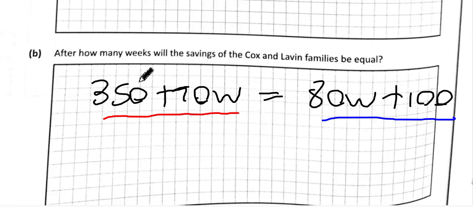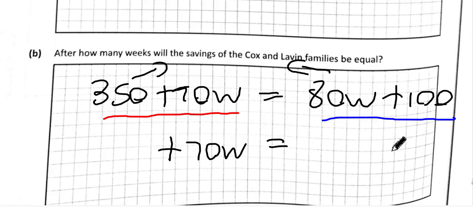Now, stays or goes. The 350 goes because it only has W's on the left, yeah? The 70W stays, the 80W goes, and the 100 stays. So what I do and what I teach everybody from first year to do is write what stays directly underneath. See the way I wrote the stuff that stays, not the stuff that goes, yeah?